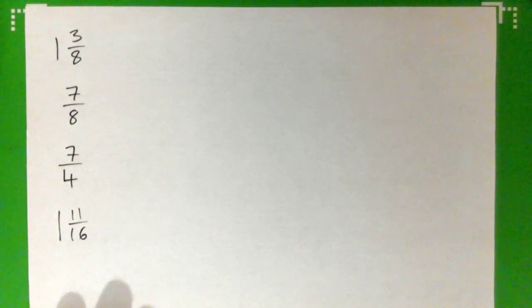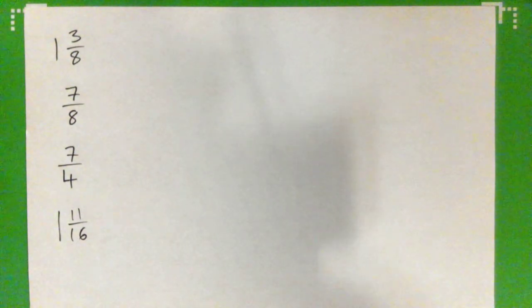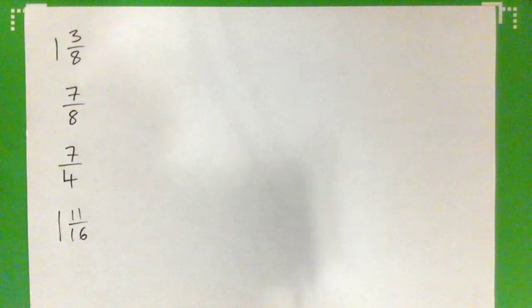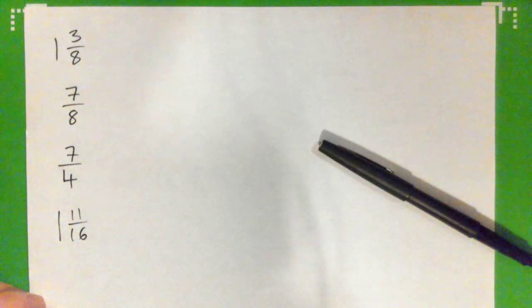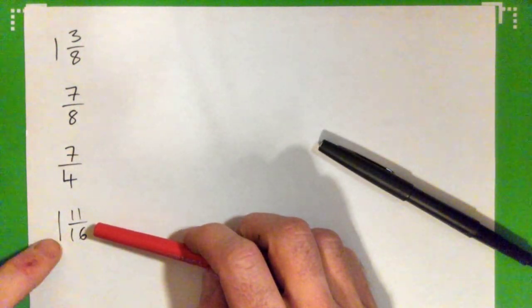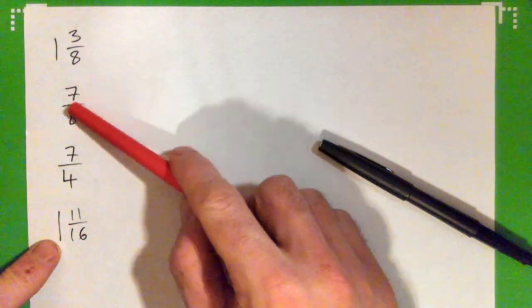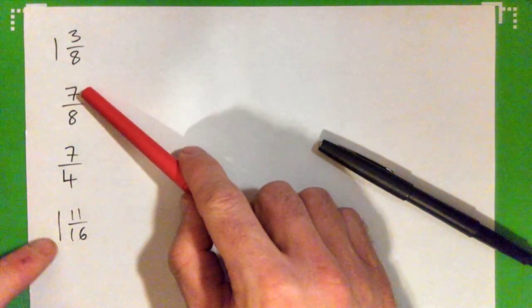So we've got to write these in order from largest to smallest. I'm just looking at them, just for fun, to help us out, a bit of estimation here. Let's take 1 and 11/16. Is that bigger than 7/8? Yeah, because 7/8 is less than 1, isn't it?